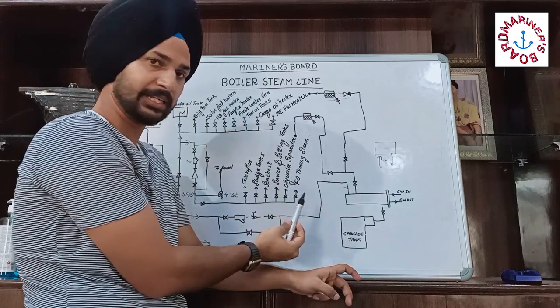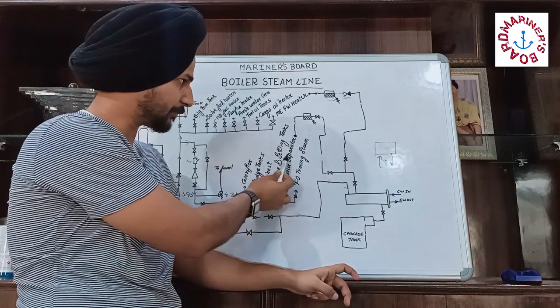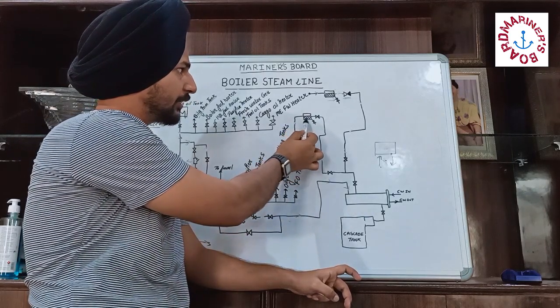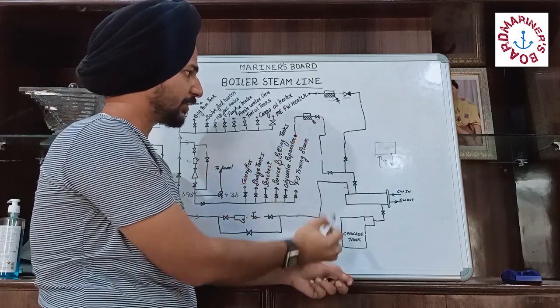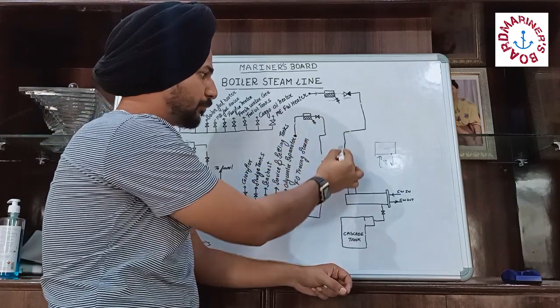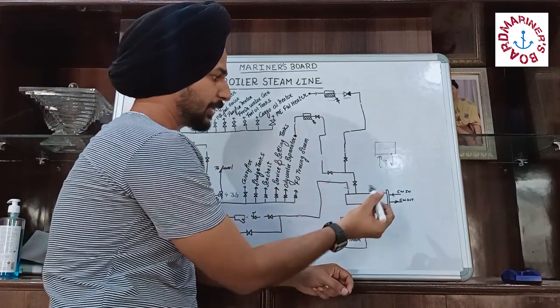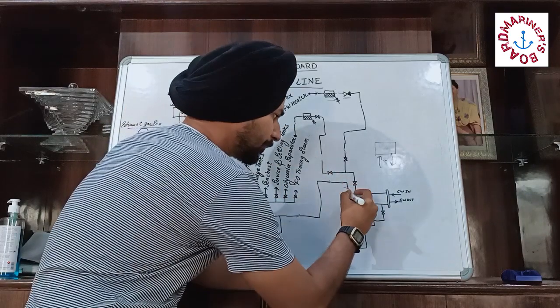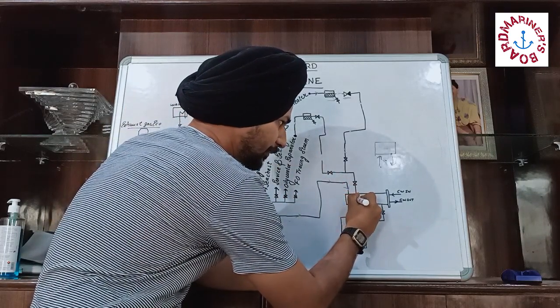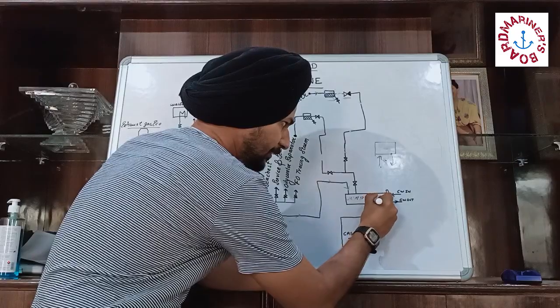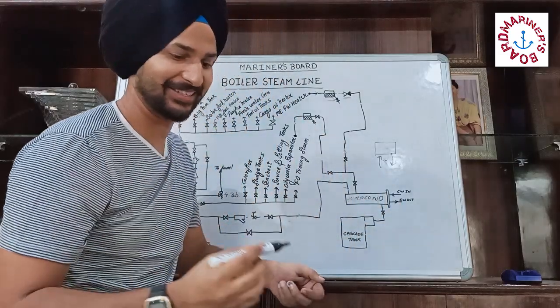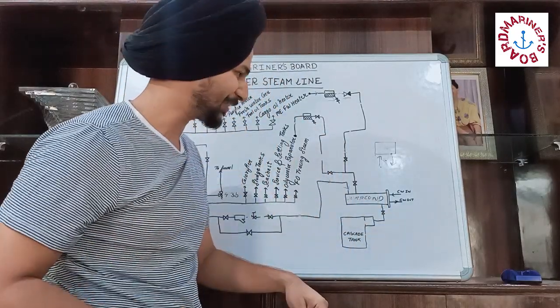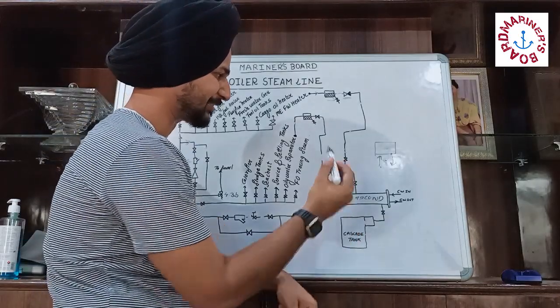water. We are taking into consideration the oily water separator. It is coming out. This is the steam trap and non-return valve, and both of these are going to the dump condenser. This is called the dump condenser. My marker is also not working. This is called the dump condenser.